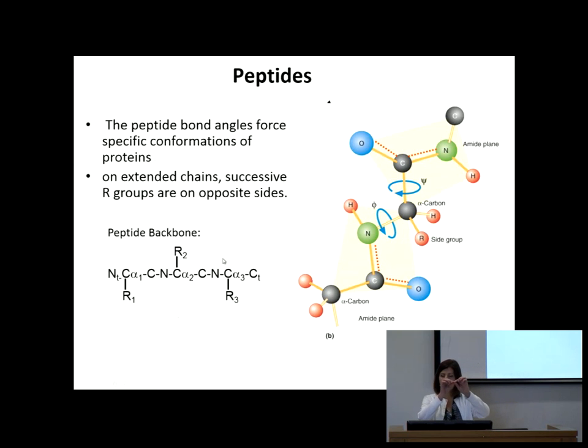So let's say we take a protein and we string it out. And I pull on both ends and just make it straight. What's going to happen is that in successive amino acids, R group down, R group up, R group down, R group up. And so they go back and forth. That has huge implications when we start folding our proteins.